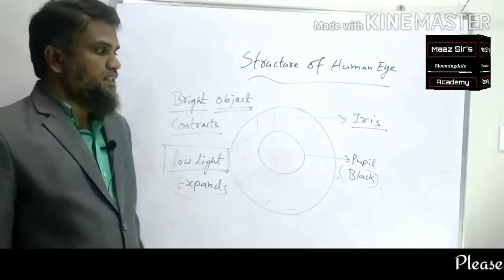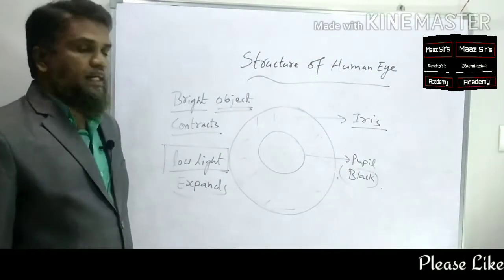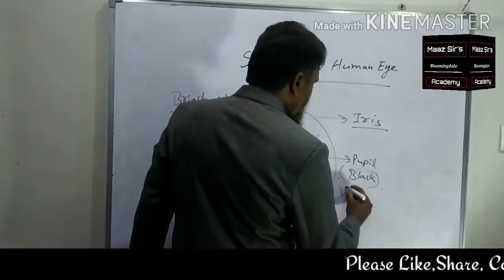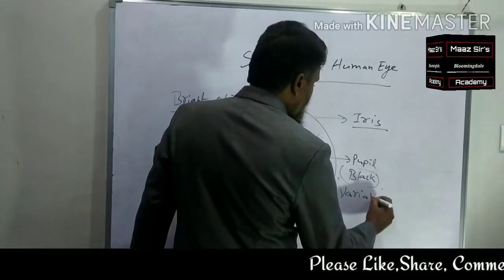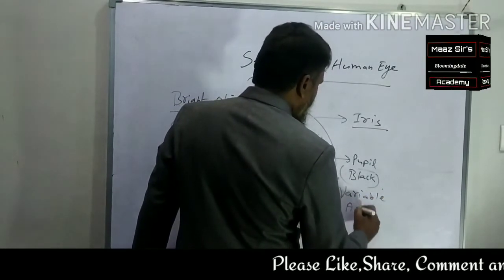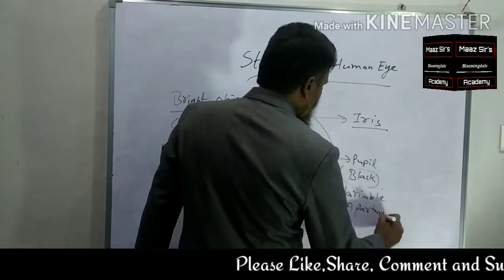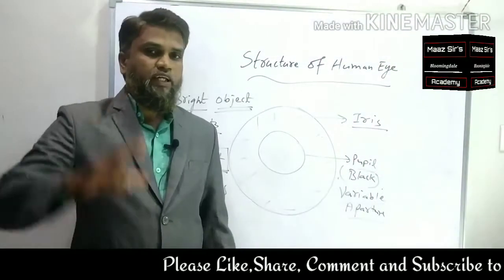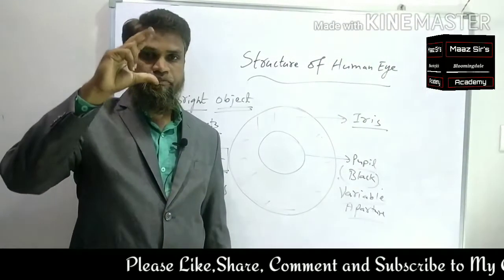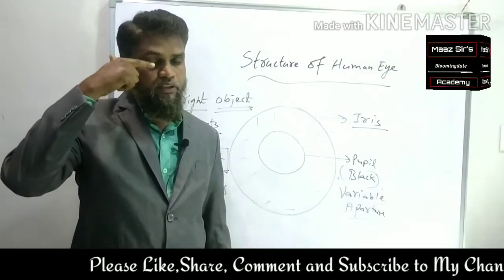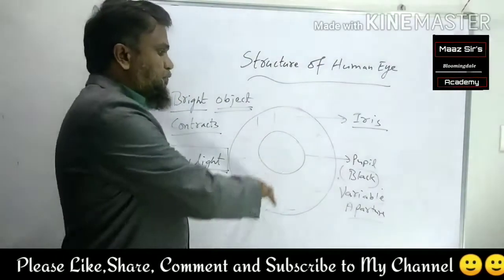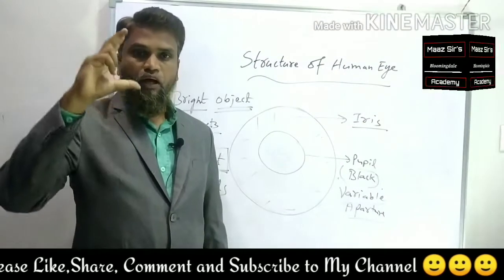So in short, we can say that the pupil acts as a variable aperture. Aperture means a small hole. For example, you have seen in the camera, you have a shutter. Understood? In eyelids also, the lid opens and closes. So similarly, this pupil acts as a variable aperture.